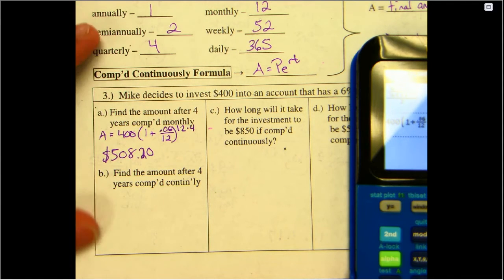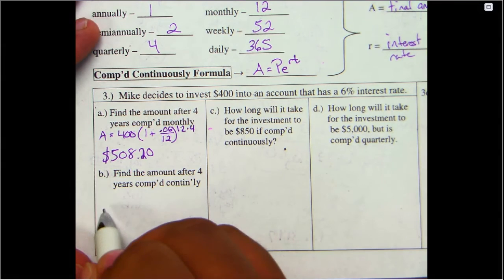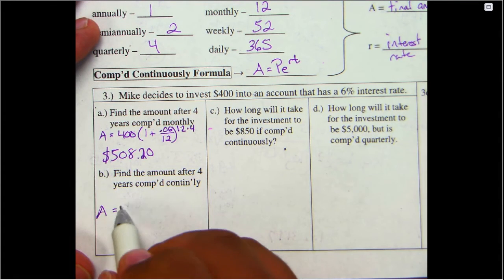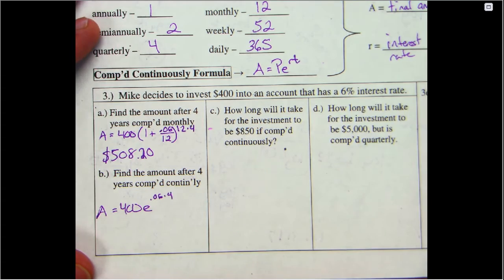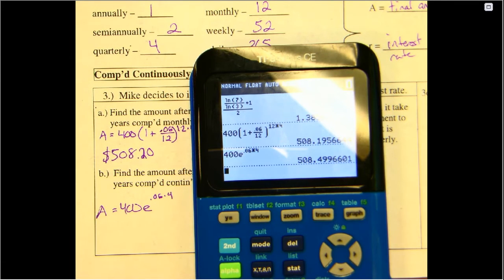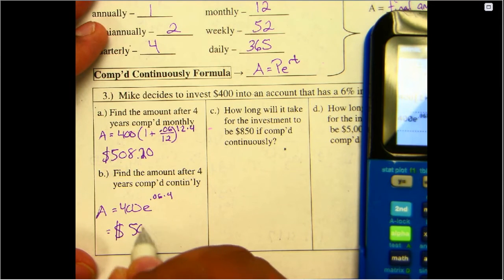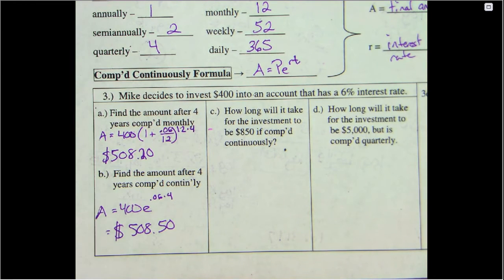All right, find the amount after 4 years compounded continuously. So rather than using this first formula, we're going to use our PERT formula. Second ln. You get 508.50. So you get about 30 cents more if you compound continuously.